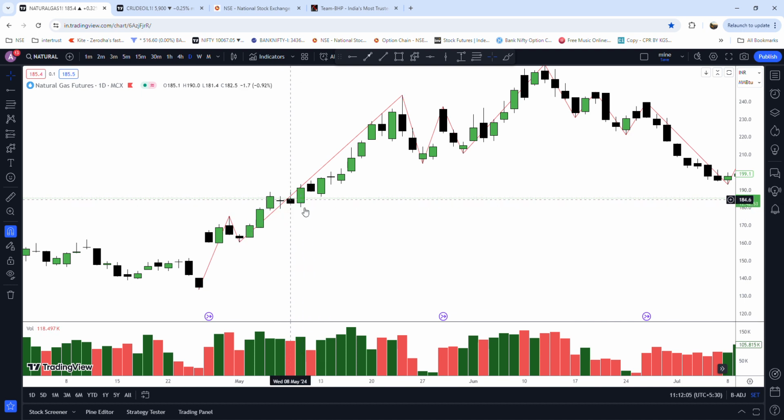If you would have gone short over here, you would have been murdered by the time it reached 22nd of May. Okay, you would have lost tons of money. So that's why you always have to be with the larger trend of the market. We might be trading intraday, we might be taking a short swing trade for a couple of days, but our trade has always got to be with the larger trend of the market.